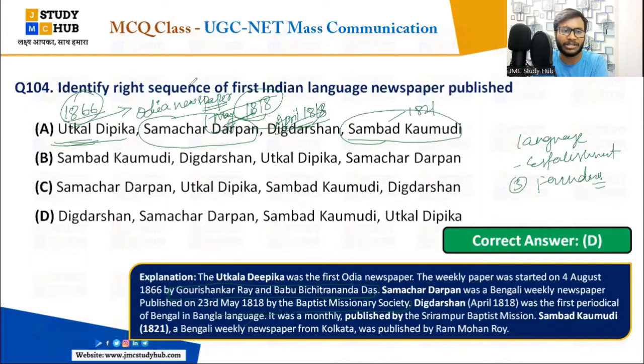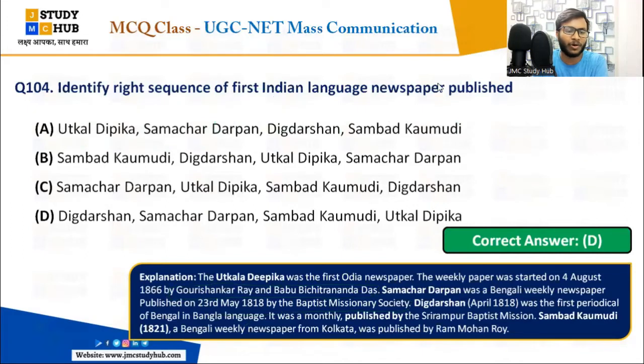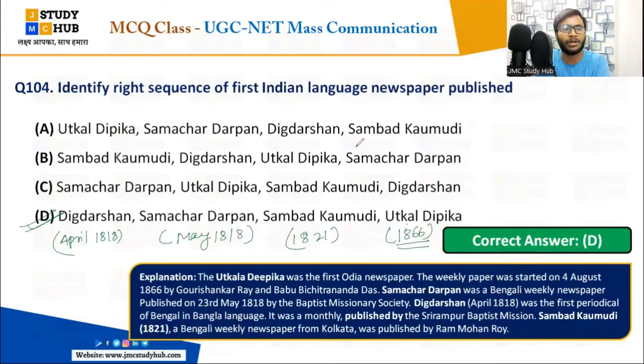I am erasing everything and writing just the years. So we start from here: Digdarshan, April 1818. Please note it down. Samachar Darpan, everybody, May 1818. Samvad Kaumudi, by Raja Ram Mohan Rai, 1821. It is not 1921, it is 1821. Utkal Deepika, 1866. These are the establishment years of the newspapers.